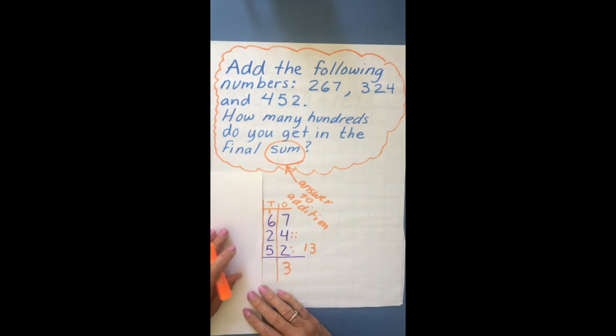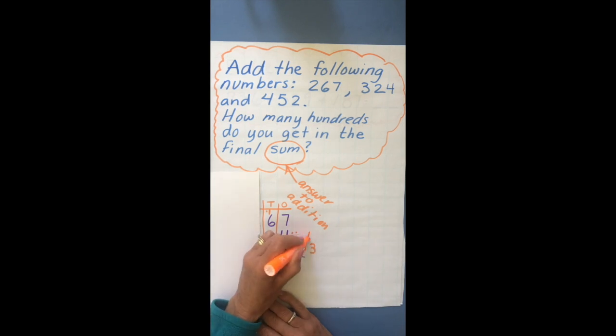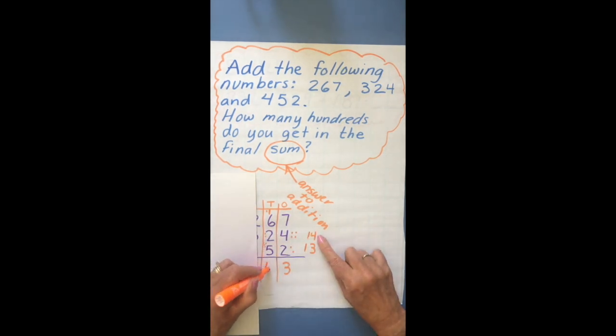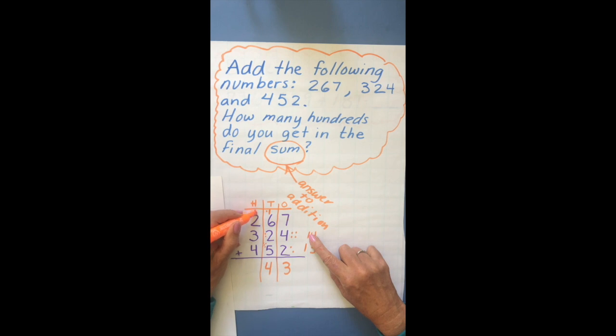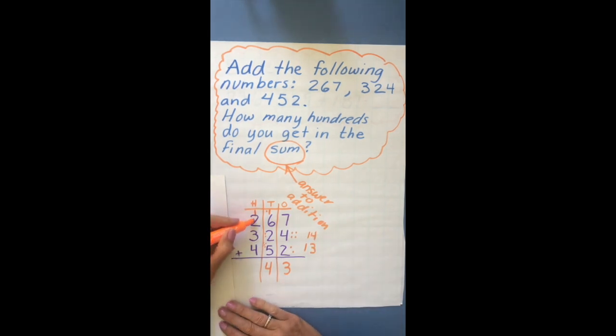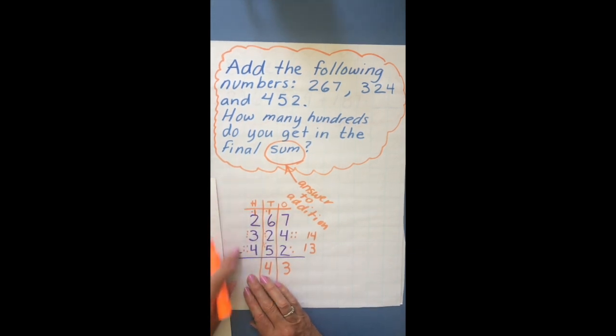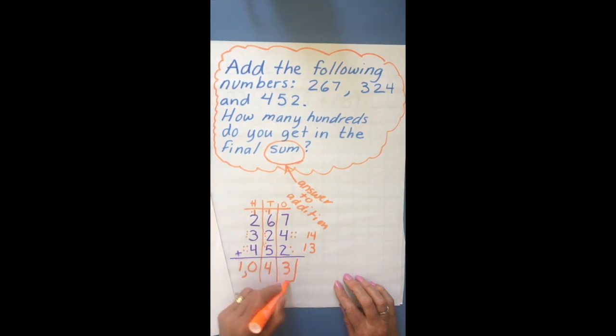Now I'm going to go to the tens house. So 6, 7, 8, 9, 10, 11, 12, 13, 14. So that number is 14. So the ones place goes down and the tens place goes up. Now I'm in the hundreds place. So 2, 3, 4, 5, 6, 7, 8, 9, 10. And since there's no other digit here, I'm just going to drop the whole 10. And then I put a comma, and then that is my sum.